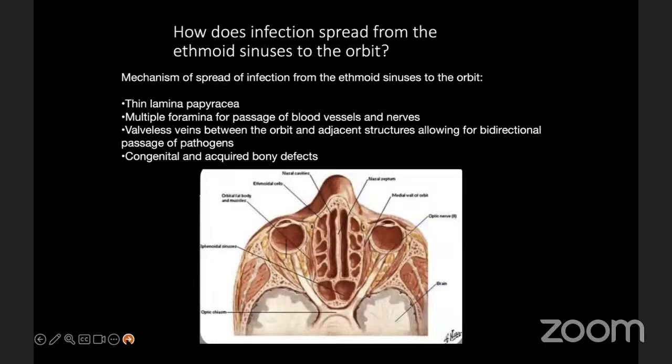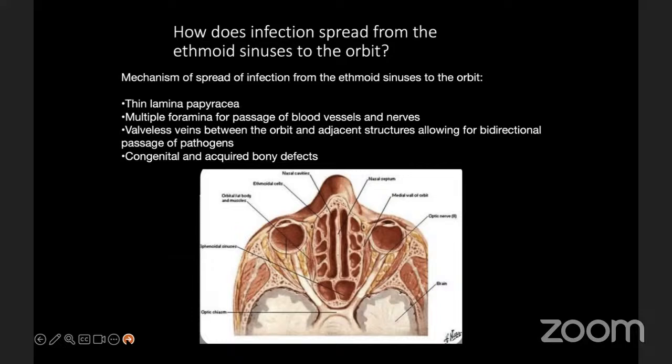Now, we know that ethmoidal sinuses are the most common area of infection that spreads into the orbit, right? Now, how does that infection actually spread? So there are certain points. First, the medial orbital wall is composed of a thin bone known as the lamina papyracea. Firstly, it is very thin. And apart from that, it has multiple foramina, which allow for passage of the blood vessels and the nerves.